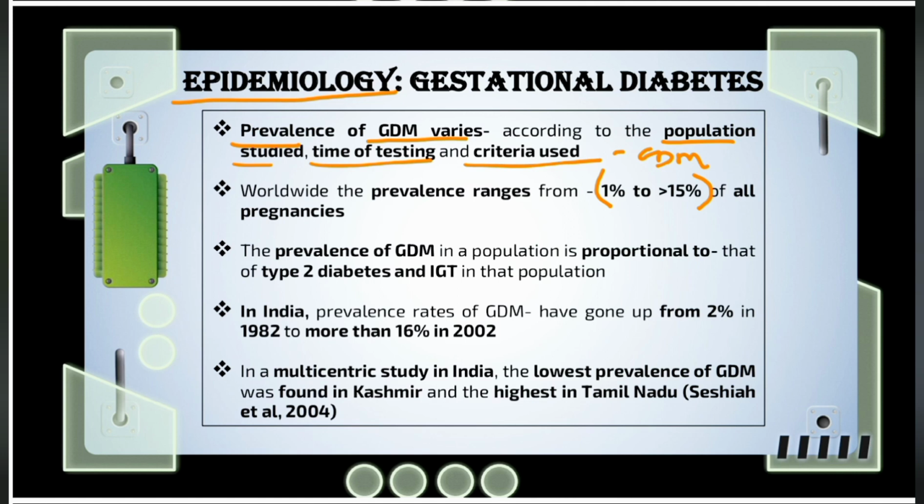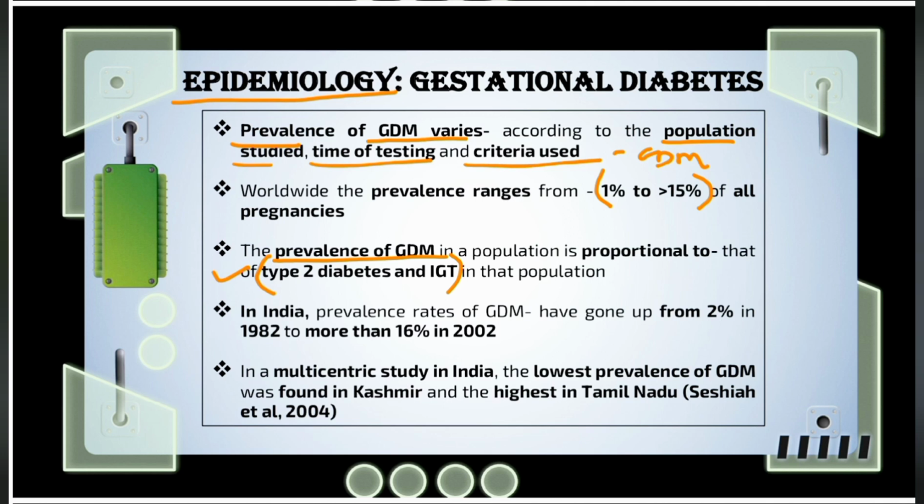It is also found that the prevalence of gestational diabetes mellitus in any population is directly proportional to the prevalence of type 2 diabetes and impaired glucose tolerance in that population. It means if the prevalence of type 2 diabetes and impaired glucose tolerance is higher in any population, there will definitely be a higher prevalence of GDM in that population.